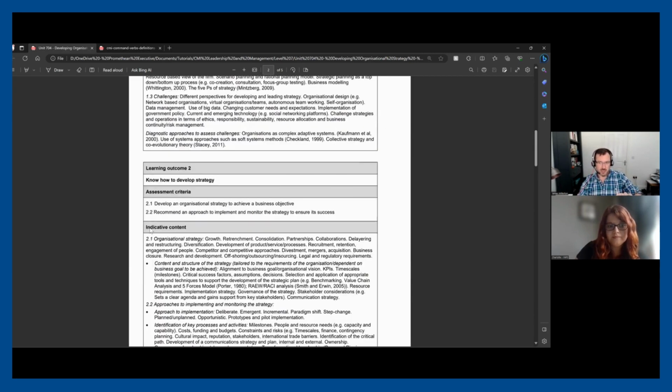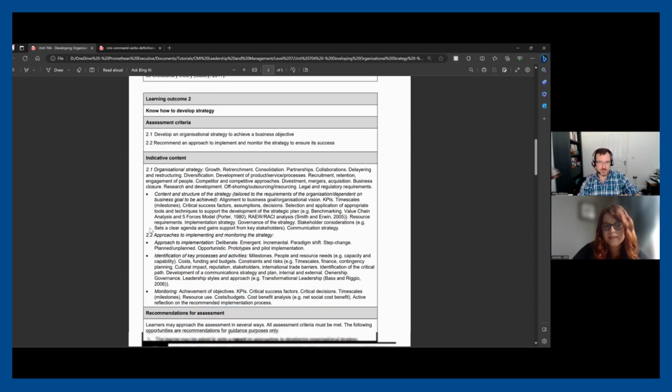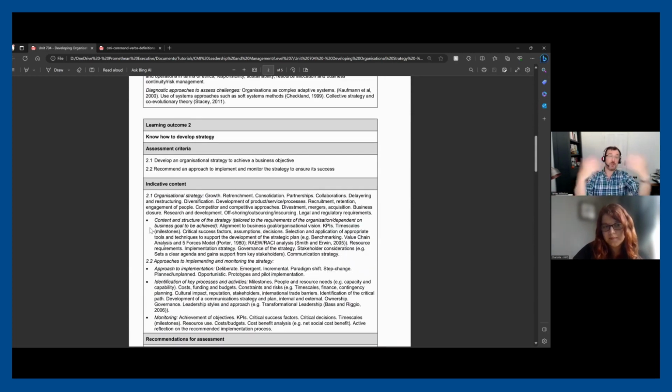Okay, learning outcome 2 then. Here's how we're going to apply this, and you're going to produce a strategy. Again, the first thing here is that this is broken into 2 component steps. The first is developing a strategy to achieve a business objective. The second is to recommend an approach to implement and monitor that strategy to ensure success. So kind of the same thing, but broken into 2 questions here.